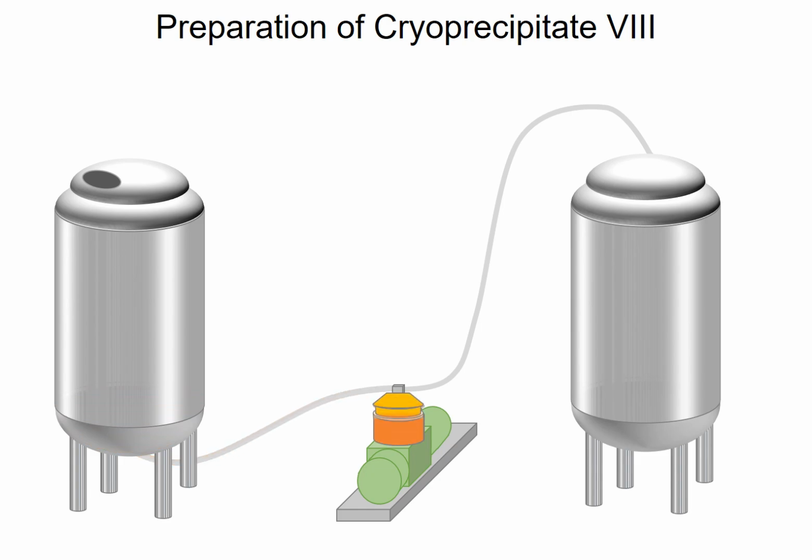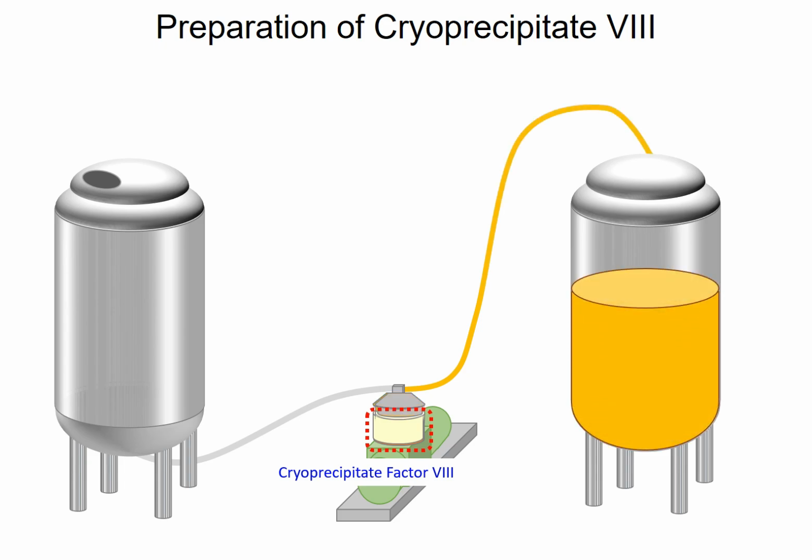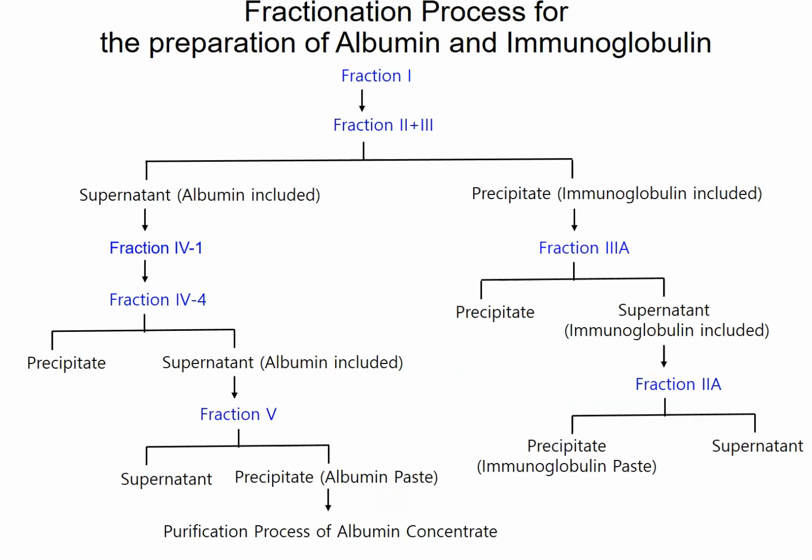The coagulation factor 8 is obtained as cryoprecipitate and the supernatant is transferred to the other tank for further fractionation process. The fractionation process is performed using the cold ethanol precipitation method. It originated from the so-called Cohn method 6, which uses the difference of relative solubility of proteins at specific pH and at specific ethanol concentration.